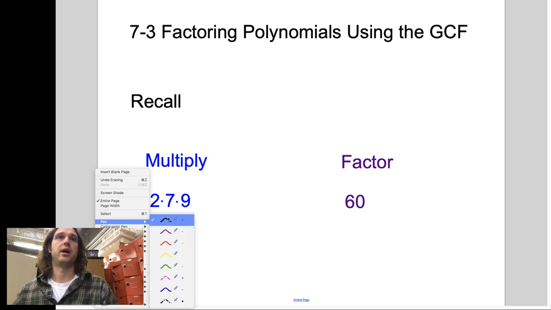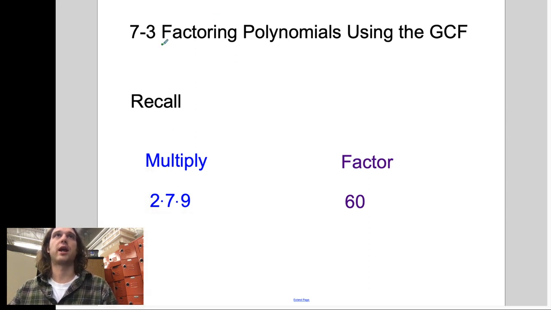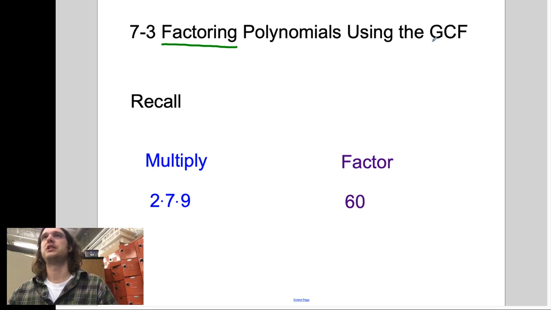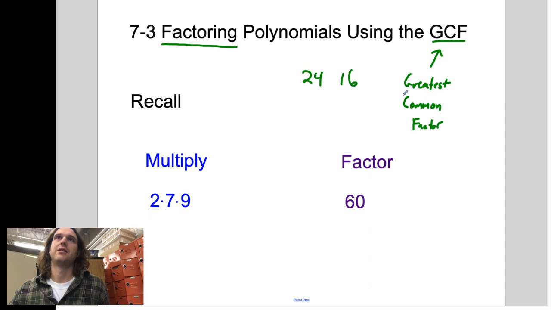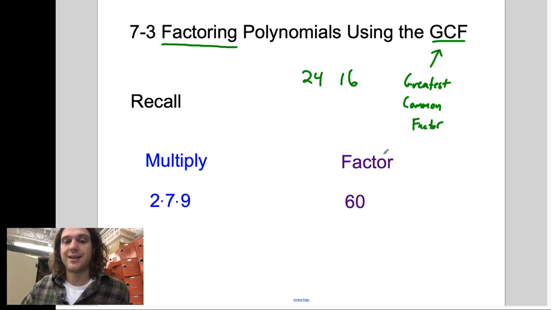Let's grab the green pen. Factoring, what does that mean? And GCF. GCF stands for greatest common factor. In the past, we did the GCF with finding the GCF of 24 and 16. The GCF of 24 and 16 is the largest number that we can divide both 24 and 16 by and get remainder 0. And that number is, of course, 8. 8 is the GCF of 24 and 16.